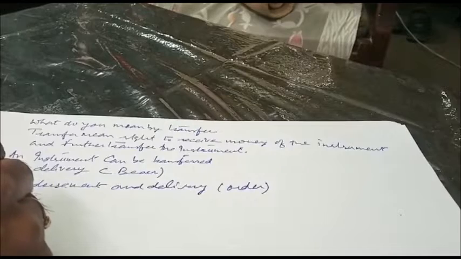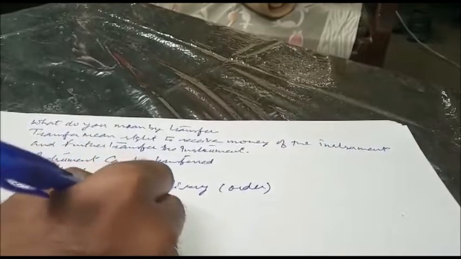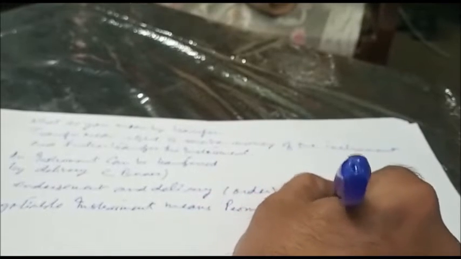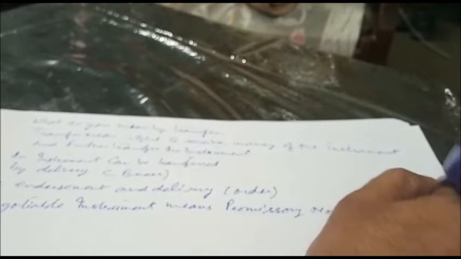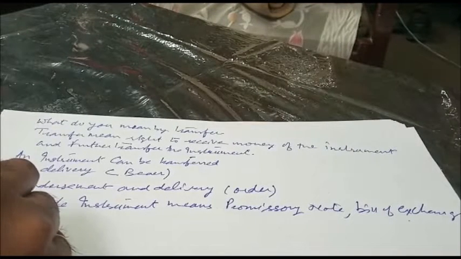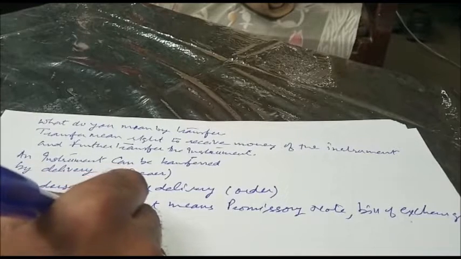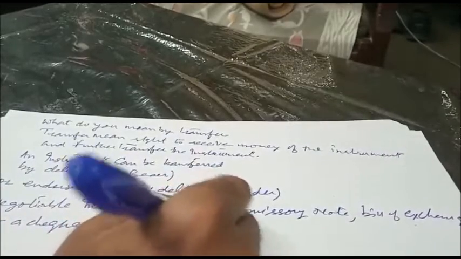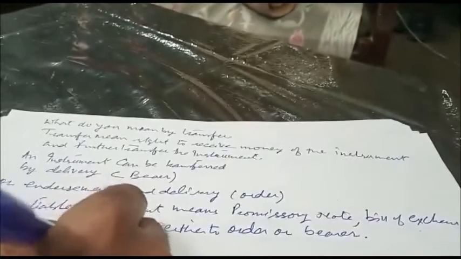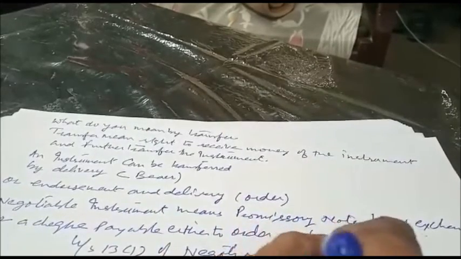Negotiable instrument means a promissory note, bill of exchange, or check, payable either to order or bearer, under Section 13(1) of the Negotiable Instruments Act 1881.